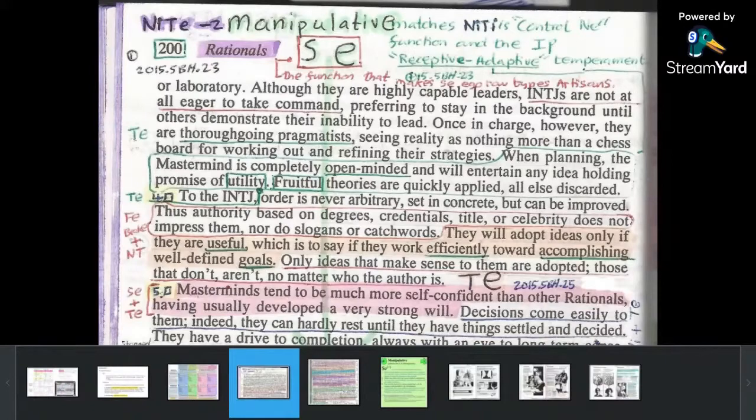Right, there's something there. Masterminds tend to be much more self-confident than other rationals, having usually developed a very strong will. Yeah, so you might argue me in SHS, School of Humanitarian Sociology, you might say it's like the dominant subtype. So it's definitely SE valuable, this profile. Now it gets more to the suggestible SE.